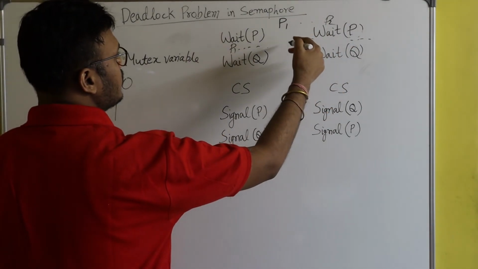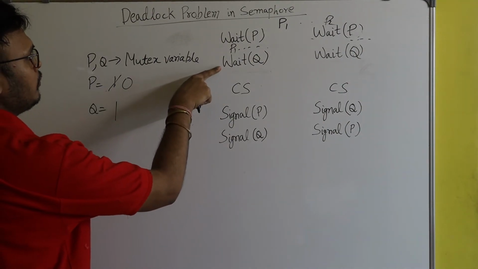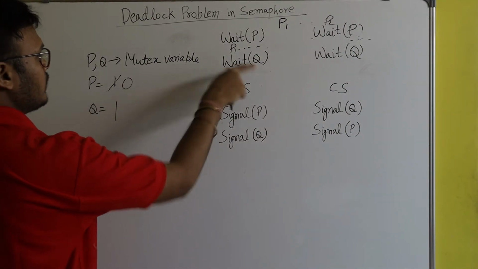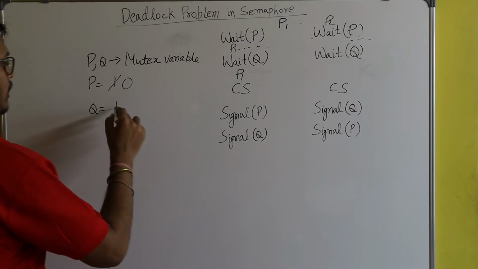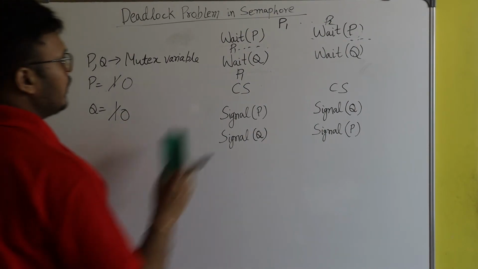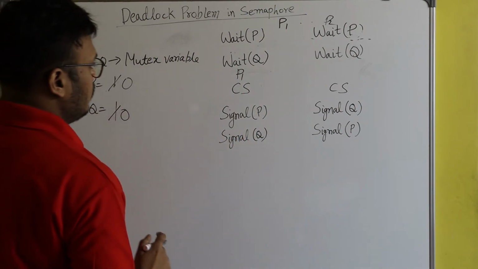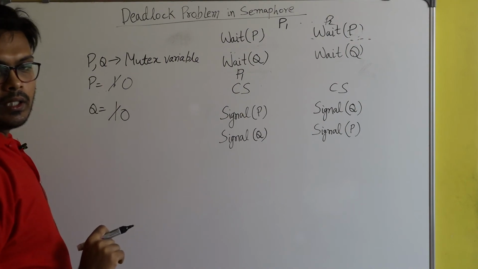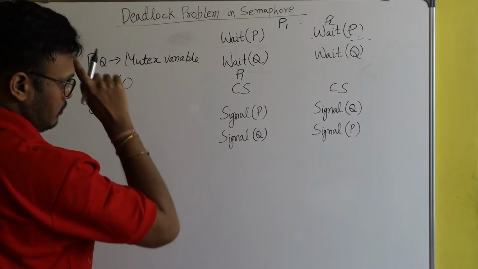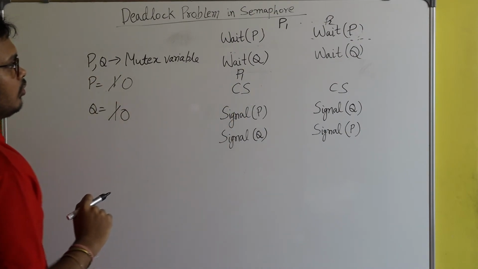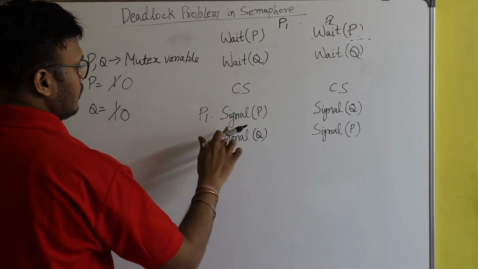Now again the context switching happened, and now again CPU is given to process P1. So now process P1 will execute this line, that is wait of Q. Okay. So now process P1 will come here, thereby making the value of Q as 0. Fine. So P1 is inside the critical section.